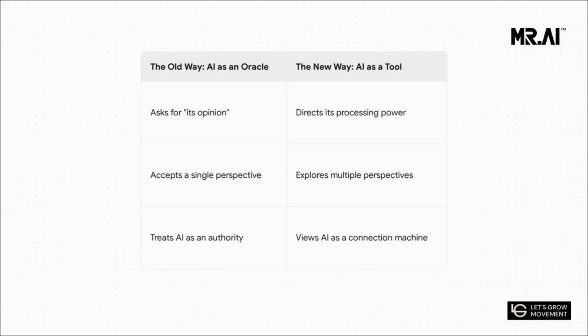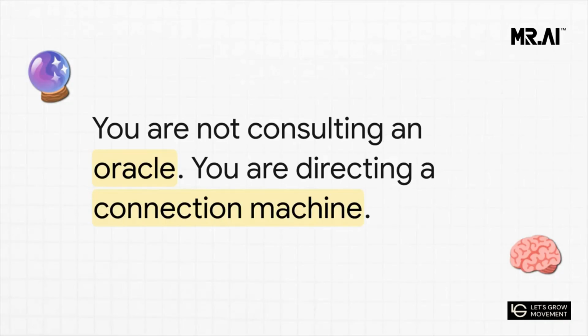The old way is treating the AI like an oracle. You ask for its opinion, and you kind of accept that single answer as the final word. But the new way, the better way, you see the AI as a tool. You don't ask, you direct its processing power. You don't settle for one perspective, you use it to explore many. It stops being some kind of authority and becomes what it truly is, a connection machine. And that distinction is so powerful. An oracle gives you one answer, take it or leave it. A connection machine builds endless pathways between ideas. But the key difference is that it needs a director, and that director is you.